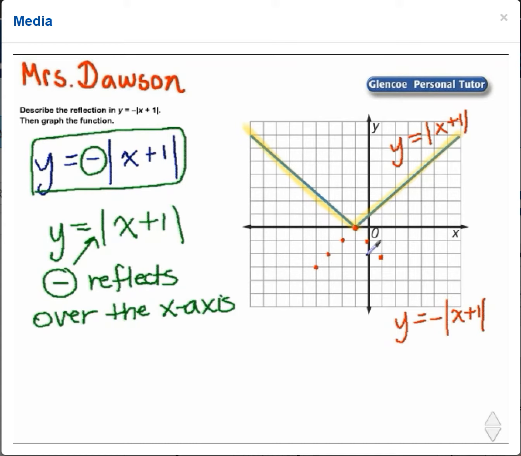And what we can do is grab a line and connect the points, and you'll see, once we put arrows on the end, that the absolute value of x plus 1 is reflected over the x-axis, and now we have y equals the opposite, or negative 1, times the absolute value of x plus 1.